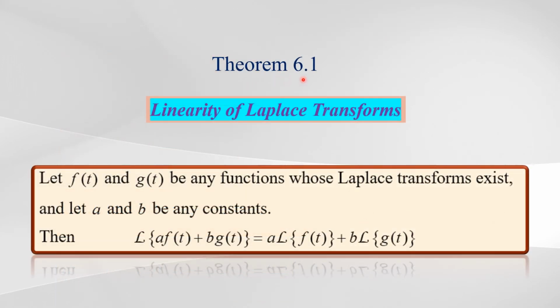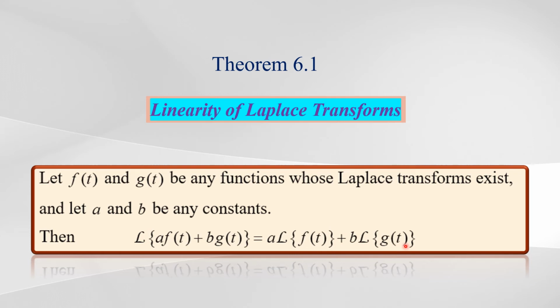Theorem 6.1. Linearity of Laplace transforms. This theorem says that let f of t and g of t be any functions whose Laplace transforms exist, and let a and b be any constants. According to the theorem, the Laplace transform of a multiplied by f of t plus b multiplied by g of t is equal to a multiplied by the Laplace transform of f of t plus b multiplied by the Laplace transform of g of t.